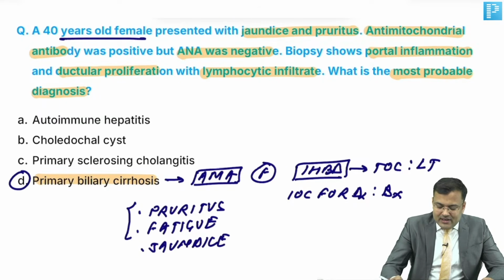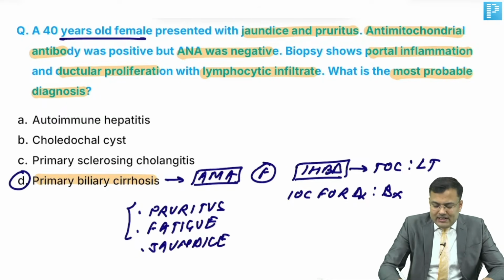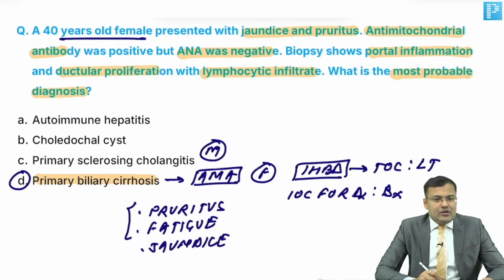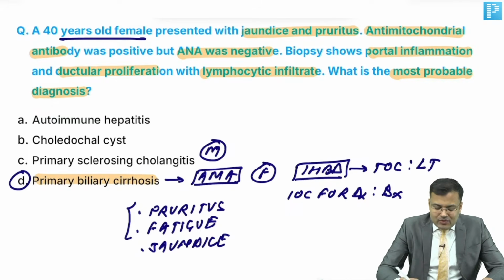Here you can see the female. If you see primary sclerosing cholangitis, it is more common in males. Here etiology is not known. Choledochal cyst is also seen in females, but here autoantibody is not positive. So what is the correct answer, guys? Correct answer is option D.